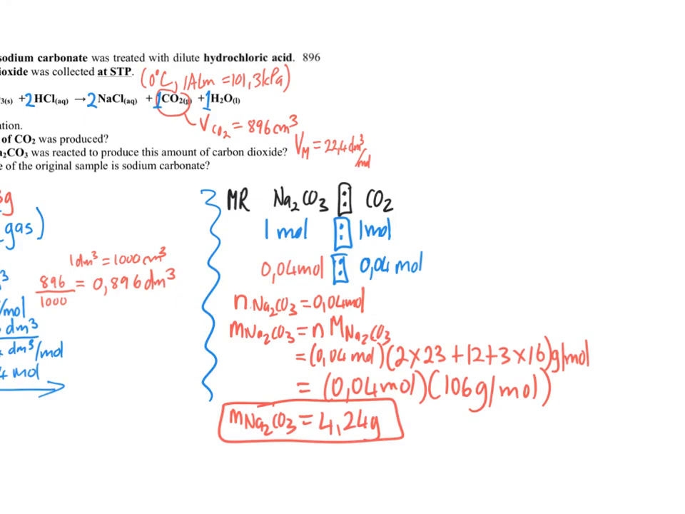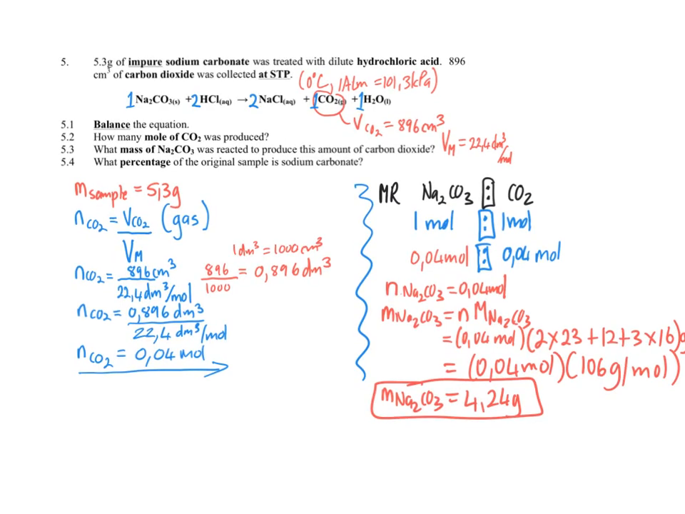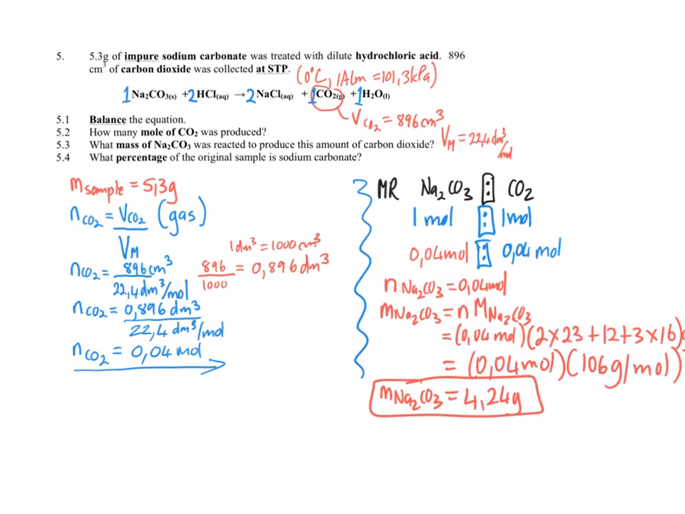Now, going back to the problem, we see that the original sample was 5.3 grams of sodium carbonate. So we can assume that whatever impurity is in that sample, in order to carry out this calculation, whatever is in that sample that's not sodium carbonate will not react with the HCl. So it would not produce any product. So now what we can do is we can say, well, this is in actual fact the amount of sodium carbonate present in that sample.